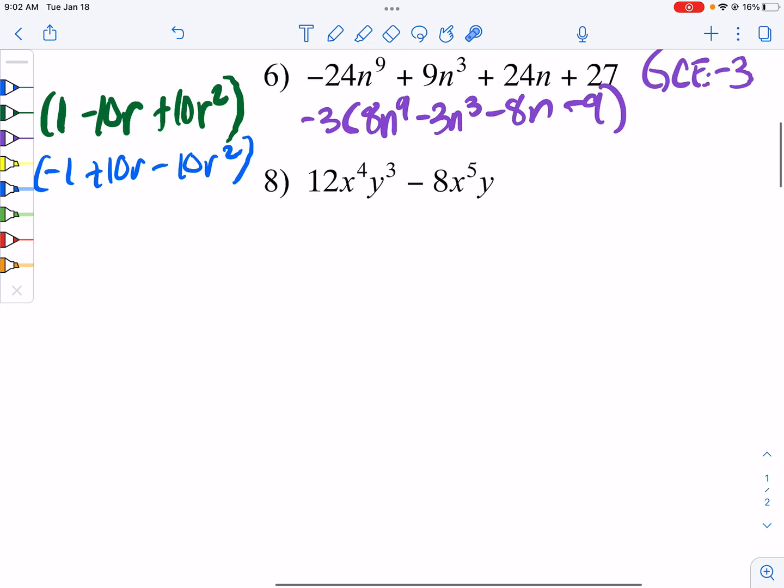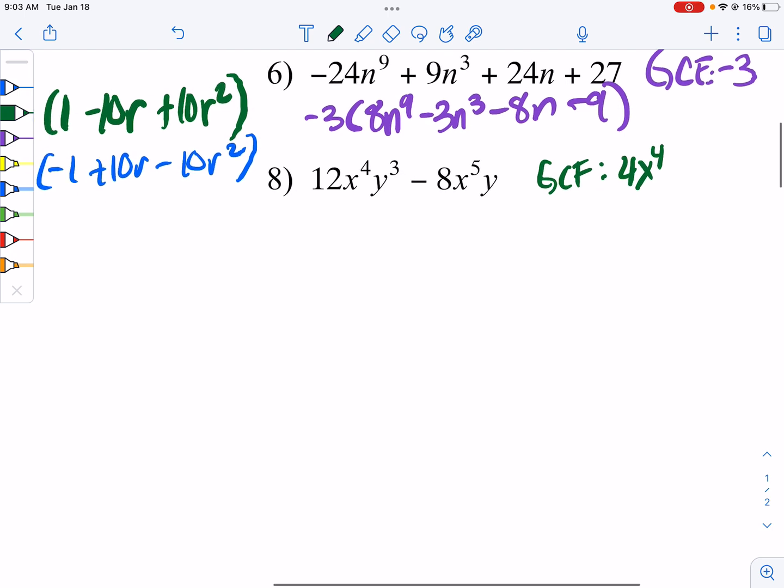Okay. Let's try one more. So here, if we look between 12 and 8, 8's my smaller number, so 8 has 1, 2, 4, and 8. I'm going to look at 8 does not go into 12, so I check my next one. So 4. 4 goes into 8 and 4 goes into 12. So 4 is going to be my common factor. I check my variables between x to the 4th and x to the 5th. My lowest exponent is the 4th, so x to the 4th. Then I check my y's. Y cubed and y, my lowest exponent is a y to the 1st. So now I'm going to do 4x to the 4th y.